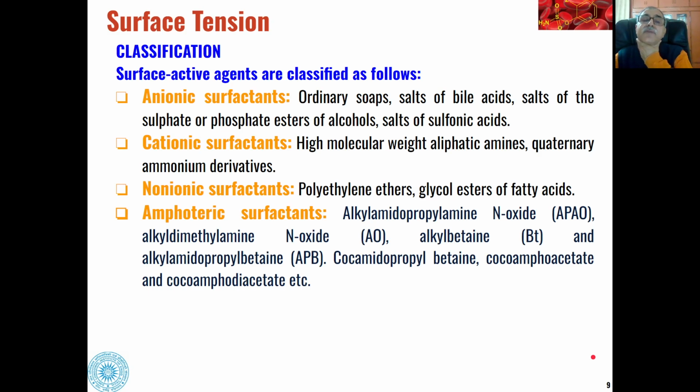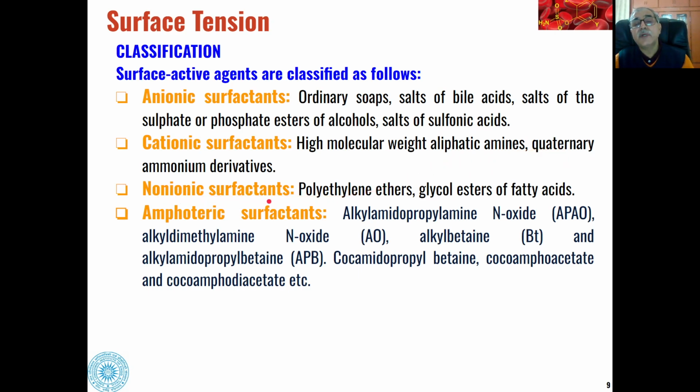Now the surface active agents which are used as drugs have been classified into four categories. Anionic surfactants, which are generally ordinary soaps or salts of bile acids, salts of sulfate or phosphate esters of alcohols, or salts of sulfonic acids. Whereas cationic surfactants are generally high molecular weight aliphatic amines or quaternary ammonium derivatives of these amines.